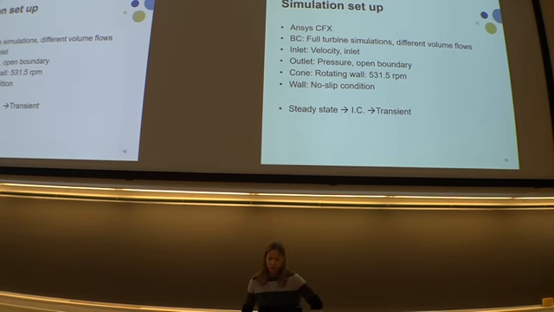So I've done a couple of simulations. I used some data from a full turbine simulation, and I specified the velocity at the inlet. I used the outlet as an open boundary, and I also had a little cone at the top of the turbine, which is rotating, representing the lower surface of the turbine. And I first did some steady-state simulations, which I used as an initial condition for the transient simulation.